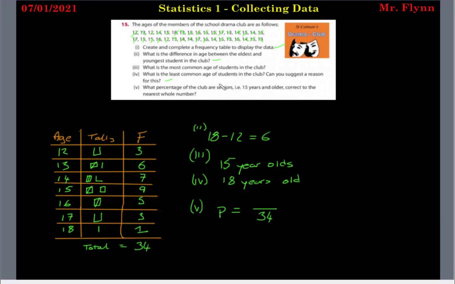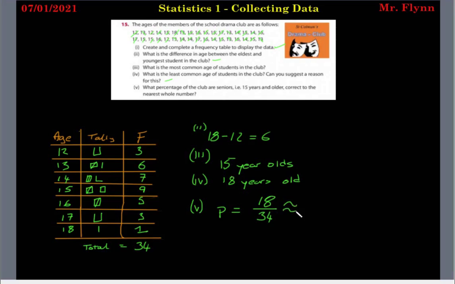All right. What percentage of them are seniors, i.e. 15 years and older? Well, we've got 9 and 5 is 14, 15, 16, 17 and 1 is 18. All right. So here we have the percentage of players that are greater or equal to 15 is 18 all over 34. Correct to the nearest whole number. Now, I don't have my calculator on me here, so I'll use my phone.